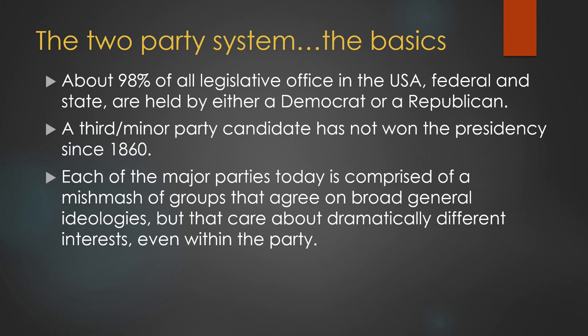has won the presidency. In 1856 to 1860, the Republicans were not a dominant party. They were a new party that originally started called the Free Soil Party. And so the two major parties at the time were the Democrats and the Whigs. And then in the election of 1860, the Democrats maintained and the Whigs disintegrated, and the Republicans took their place. But that's the only time that the president has been elected from a third or a minor party.